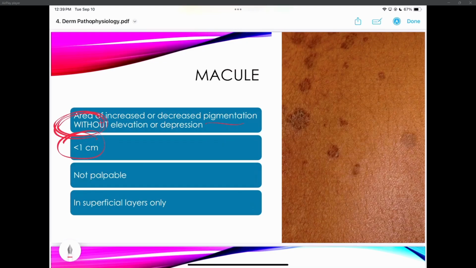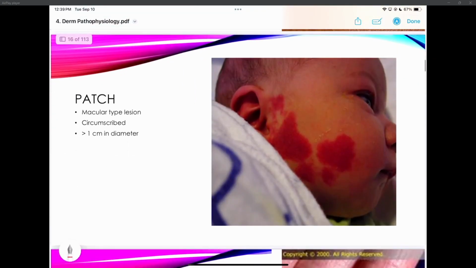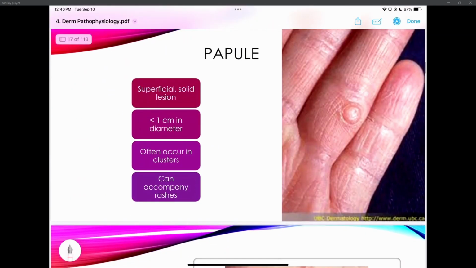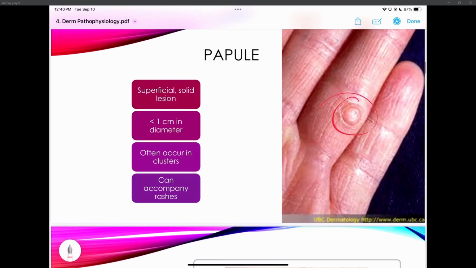So that's a macule. A patch is just a very large macular type lesion greater than 1 centimeter in diameter. That is a patch. So macule and patches. Macules are less than 1 centimeter, patches are greater than 1. Okay? A papule, that's right there. Superficial solid lesion, it's solid. Less than 1 centimeter in diameter is a papule. Often occurs in clusters and it can accompany rashes as well. So that is a papule.